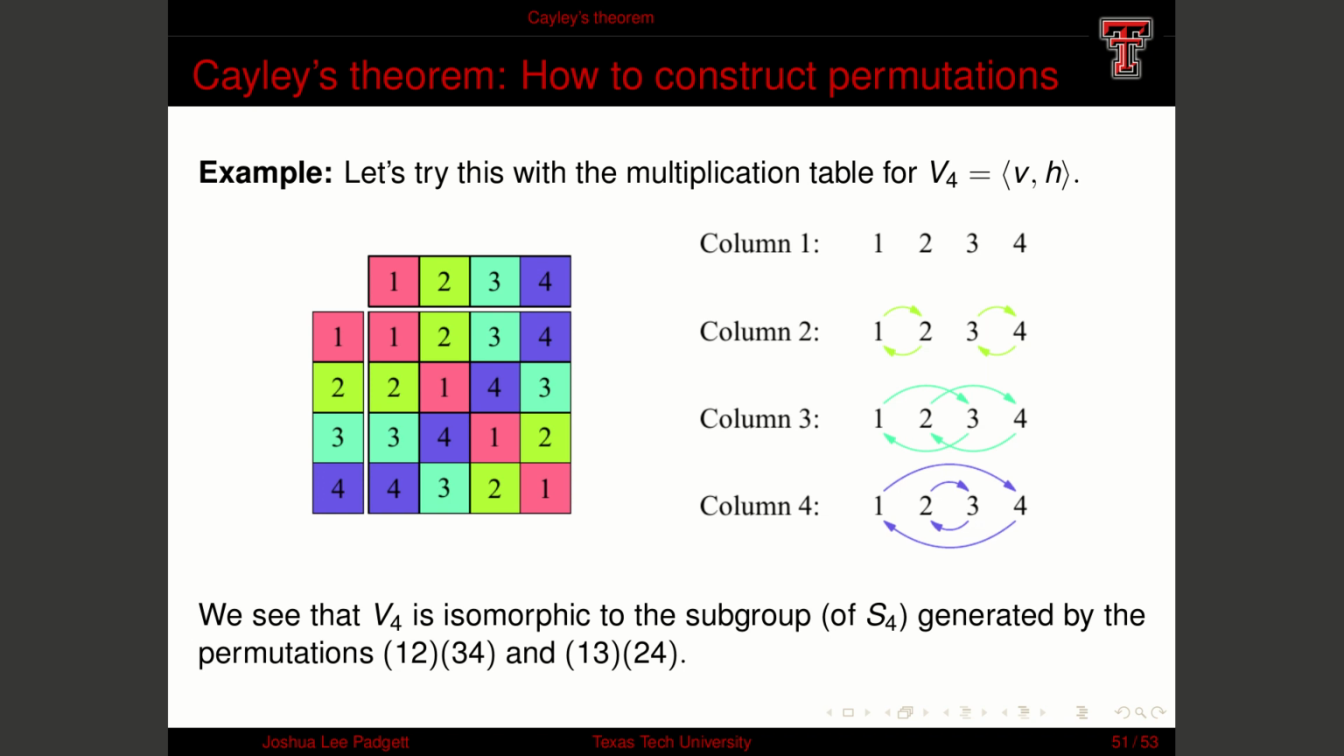The second one tells me I'm going to send 1, 2, 3, 4. So I'll send 1 to 2, 2 to 1, 3 to 4, and 4 to 3. So I have these 2 swaps. This sends 1 to 3, 2 to 4, 3 to 1, and 4 to 2. And this sends 1 to 4, 2 to 3, 3 to 2, and 4 to 1. So we see that V4 is isomorphic to the subgroup of S4 generated by this permutation, 1, 2, 3, 4, and this permutation, 1, 3, 2, 4.